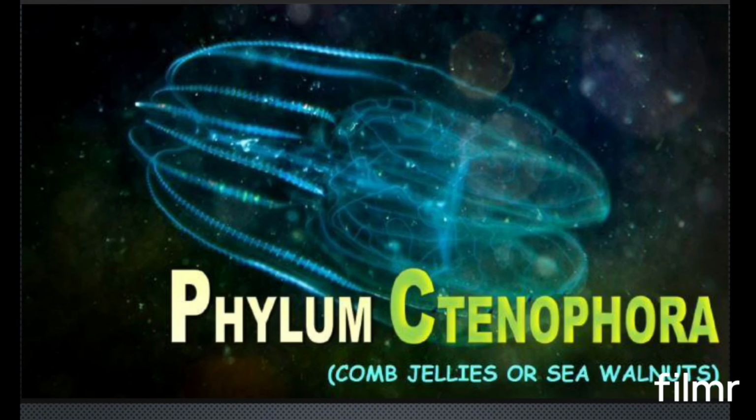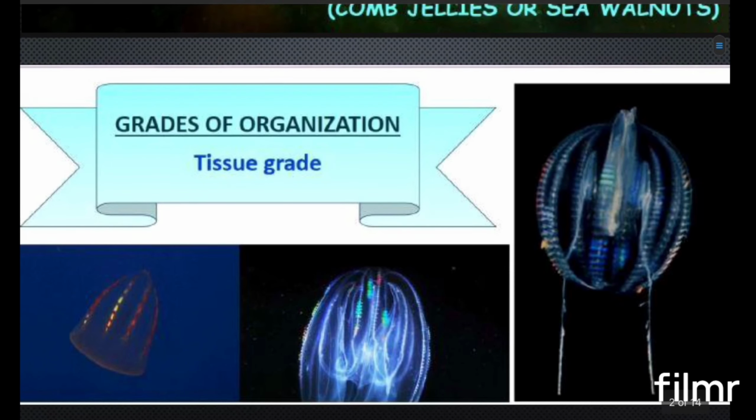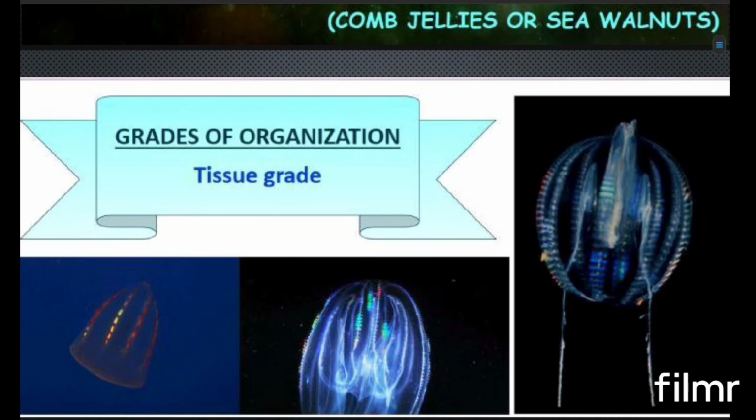Hi everyone, today we are going to learn about phylum Ctenophora, which is the third phylum of animal kingdom. We have already learned about phylum Porifera and phylum Cnidaria, right? So here today we are going to learn about phylum Ctenophora. Ctenophora is the phylum of comb jellies or sea walnuts. Here you can see that the grade of organization or the level of organization is actually the tissue level, right?